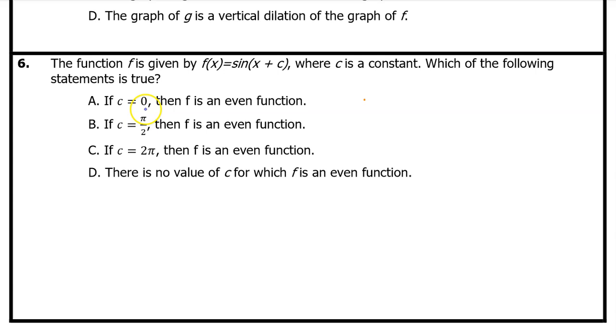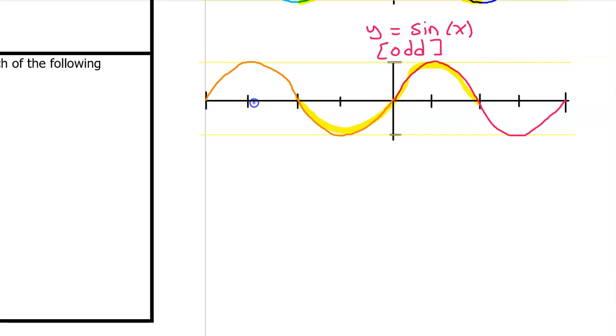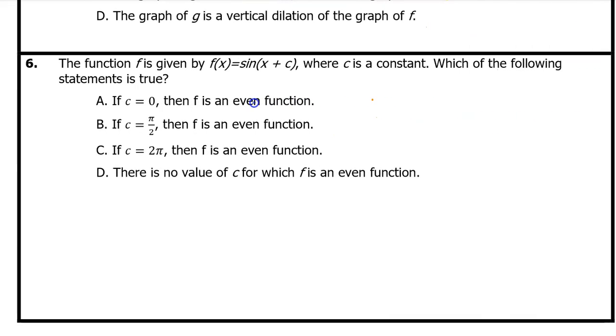If the answer is A, it means that the sine function is already even and does not need a phase shift in order to be even. But we just saw that the sine function is odd, so the answer is definitely not A.